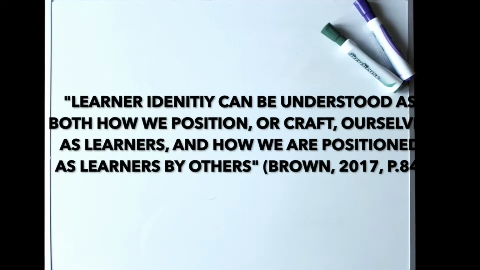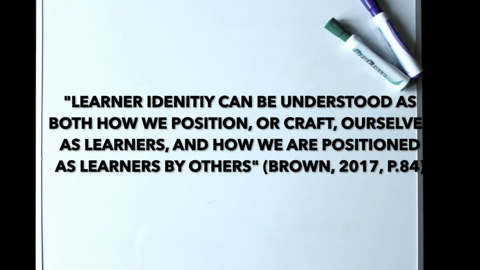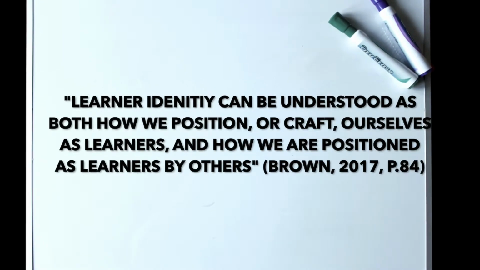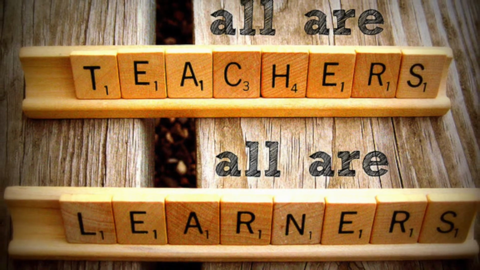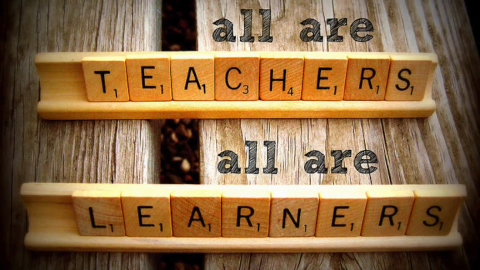Things such as cyberbullying can result from misuse of digital media and not knowing how to maintain a strong identity online. However, if shown and given the right set of instructions and ideas about the positive use of digital media online, students can create what theorist Brown likes to call learner identity. Brown expresses that learner identity can be understood as both how we position or craft ourselves as learners and how we are positioned as learners by others. It brings about the idea of not just students being learners, but also teachers and even tutors as well.